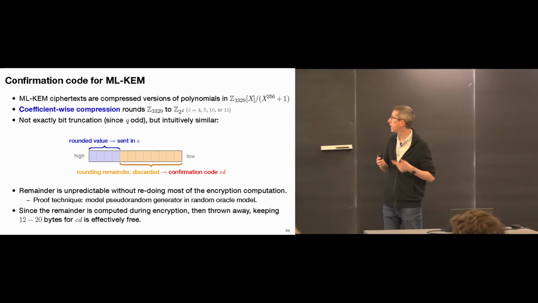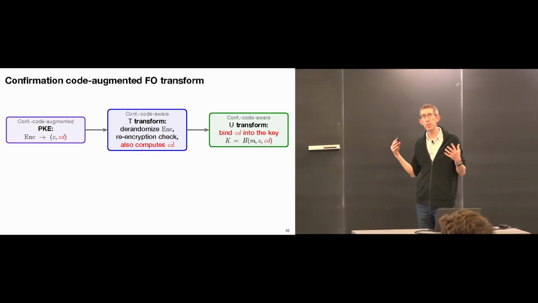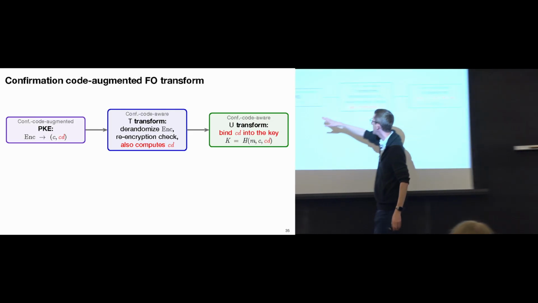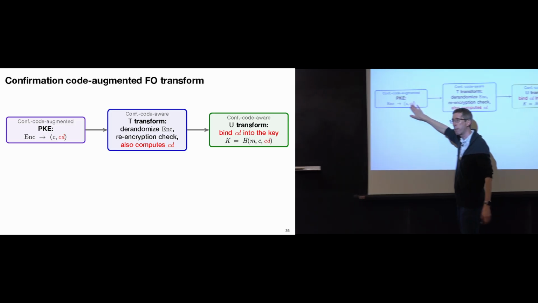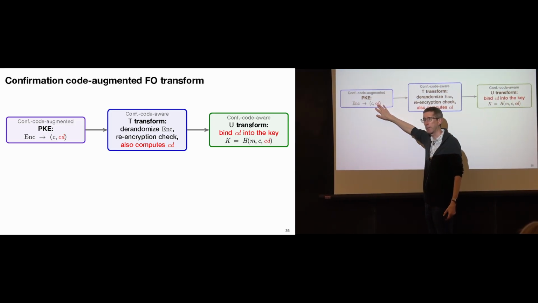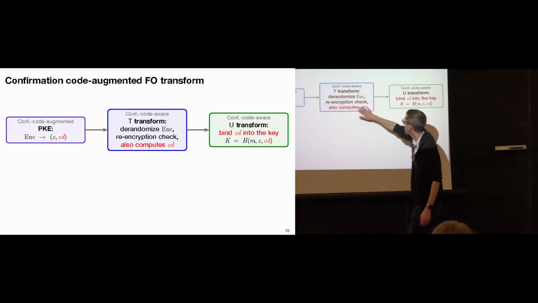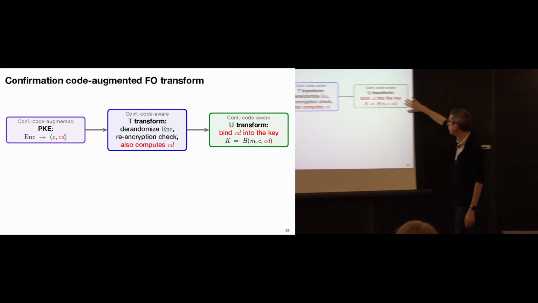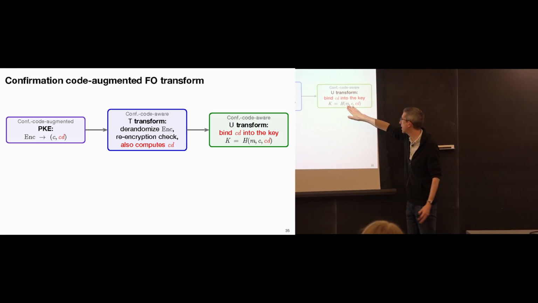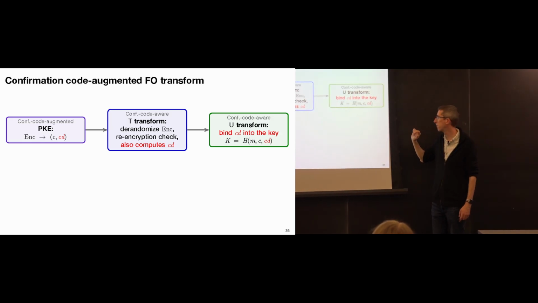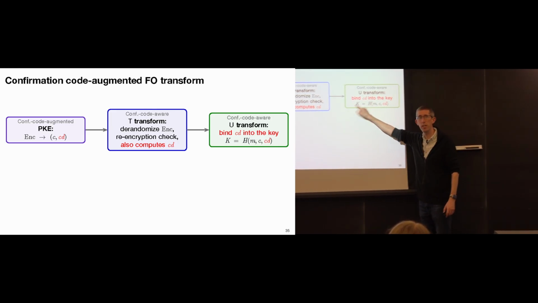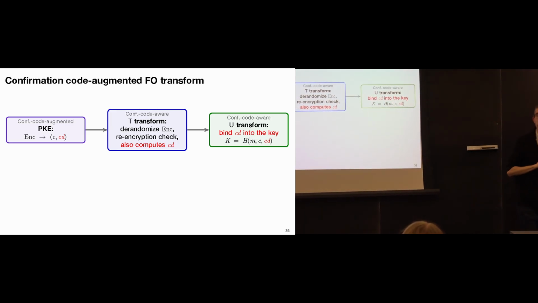Yeah. All right, so we're going to wire that into the Fujisaki-Okamoto transform. So we'll have our base public key encryption scheme output a confirmation code that would be hard to predict unless you followed the process correctly. Okay. We'll pass that along through the T-transform, and then we'll bind that confirmation code into the resulting key. So we'll just hash it alongside the message and the ciphertext. If you don't get the right confirmation code, then the hash will likely result in a different key K coming out at the end.